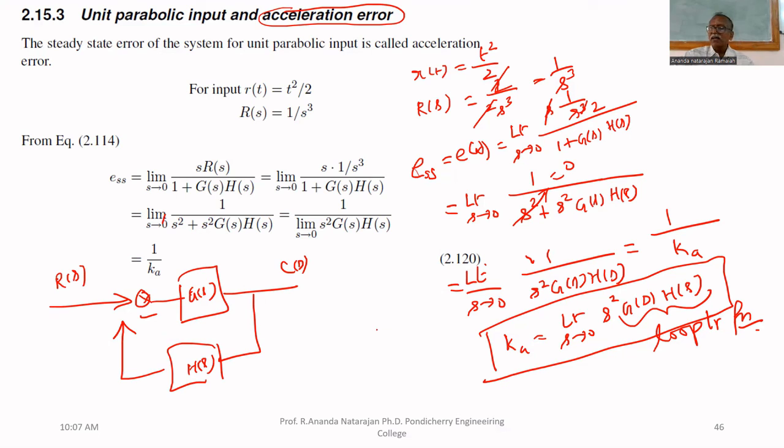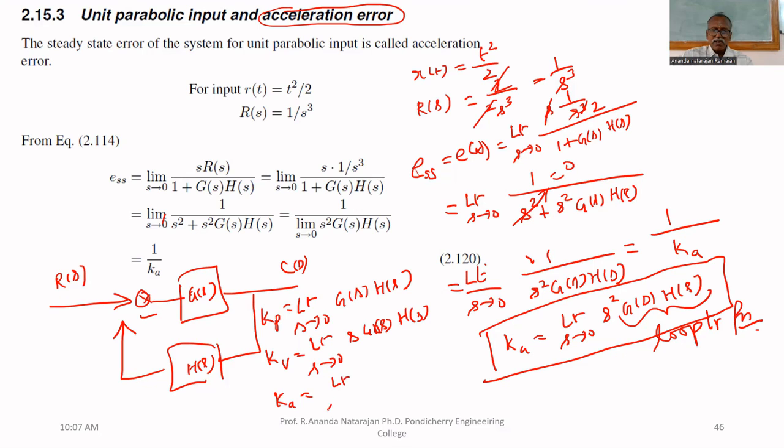If you multiply the loop transfer function by s and let s tends to 0, you will get the velocity error constant. With s square, the acceleration error constant. Kp equals what? Position error constant, limit of G of s, H of s, without multiplying by s. Kv equals limit s tends to 0, s G of s, H of s. What is the acceleration error constant? Ka equals limit s tends to 0, s square G of s, H of s. So these are the three error constants.